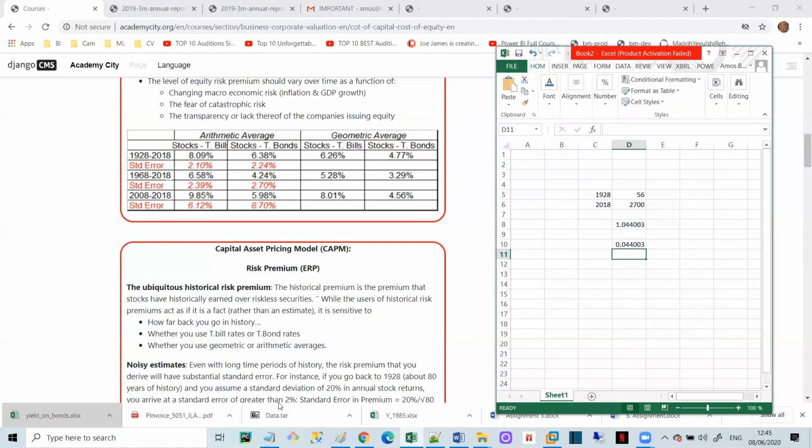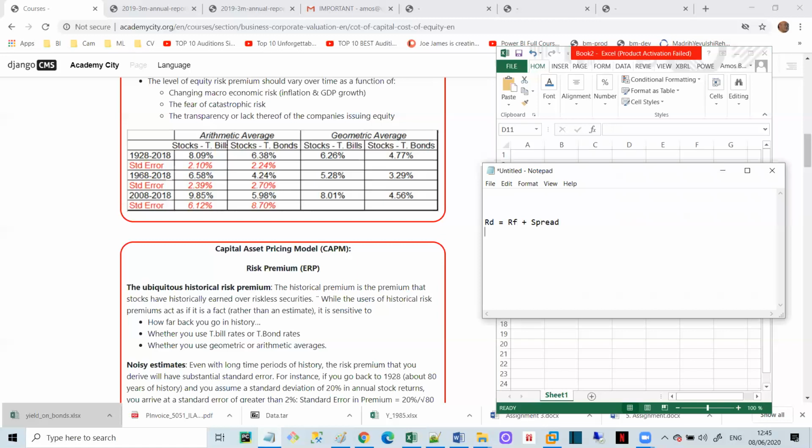And why is that correct? Let's just re-emphasize the calculation. If I take 1 plus the geometric rate, let's call it RG, power 90, that should give me the ratio of the S&P at 2018 divided by the S&P at 1928. Okay, so that ratio is equal to the geometric rate, 1 plus RG, power 90. That should give me that ratio.